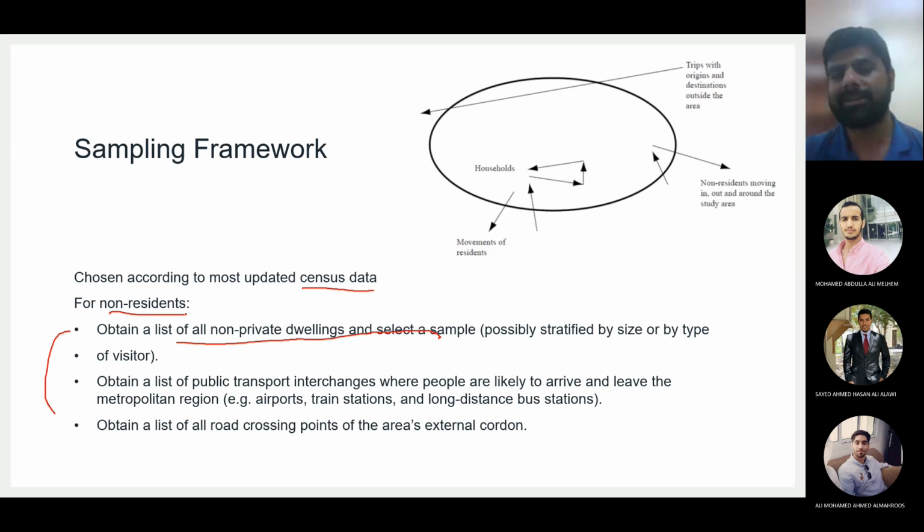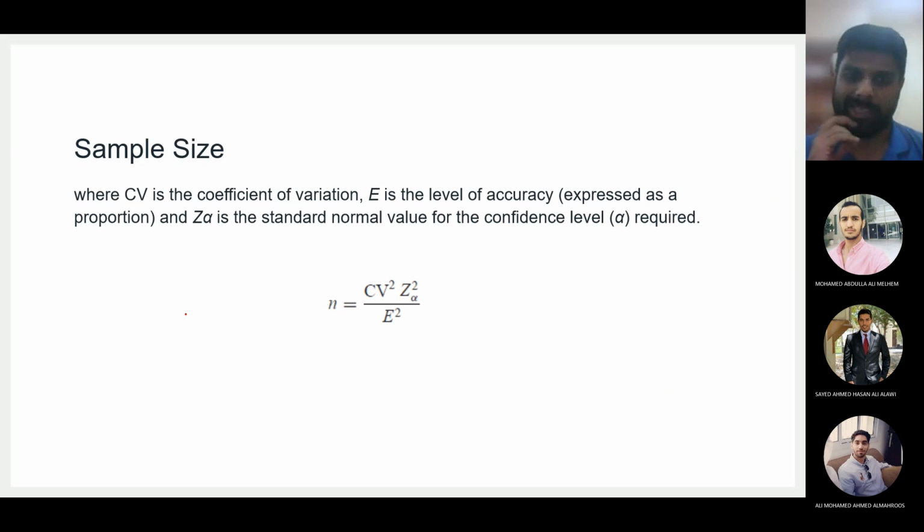For residents, I said it is relatively easy. You can rely on the government sources as well. Okay, how to calculate the sample size? We have actually discussed this equation earlier as well, but in an example. In that example, the values were fixed. But this is a general equation.